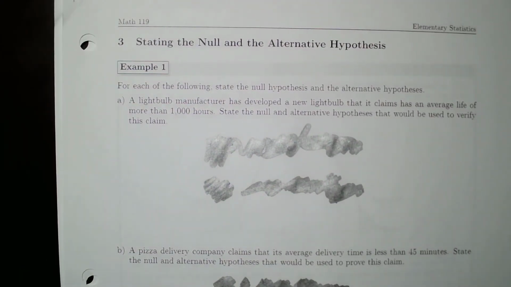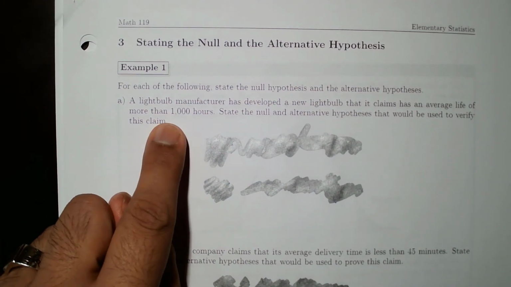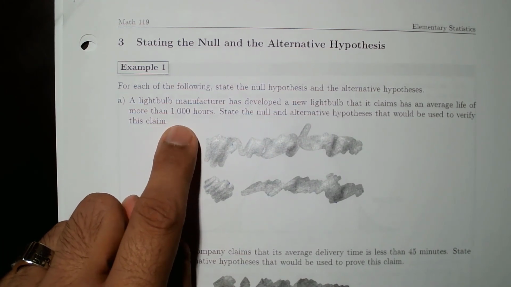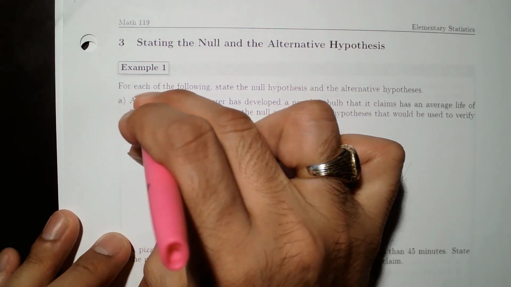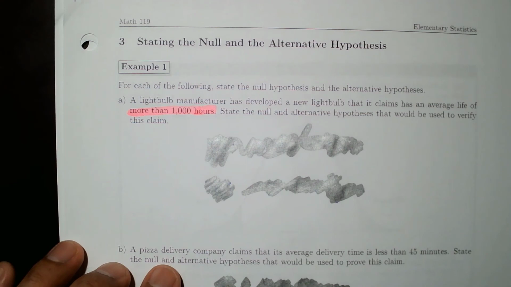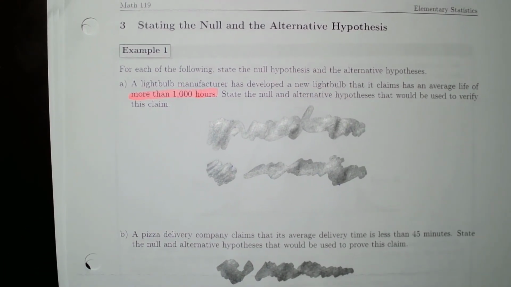All right, so we have that a light bulb manufacturer has developed a new light bulb that it claims has an average life of more than 1,000 hours. All right, more than 1,000. This is the key phrase: more than, less than, or equal to. Okay, so state the null hypothesis and the alternative hypothesis.